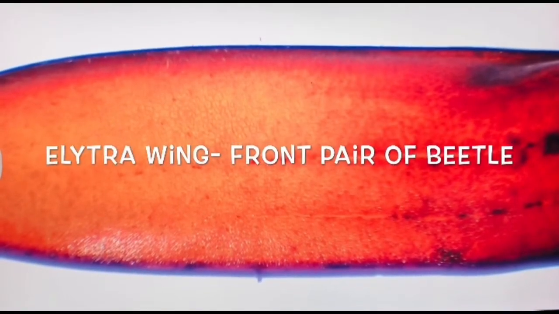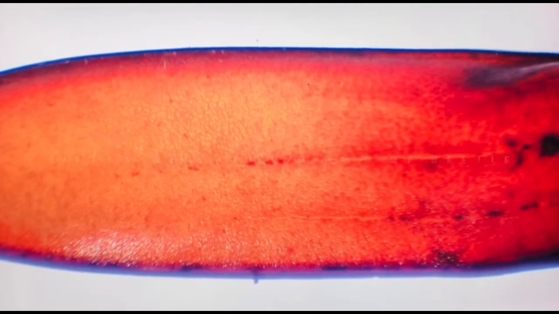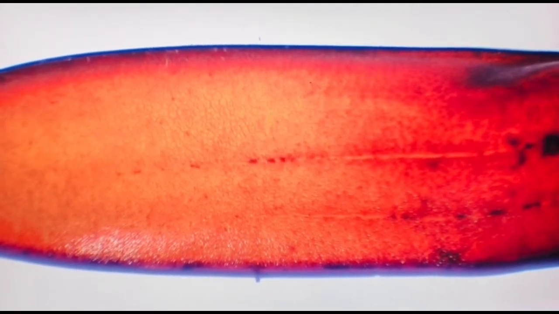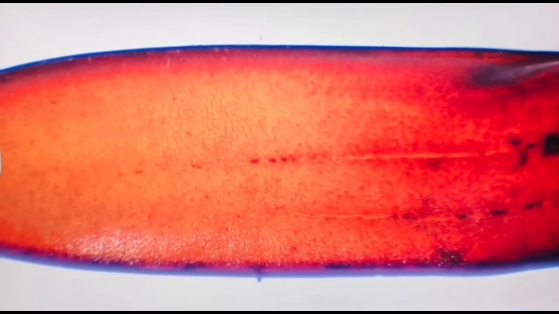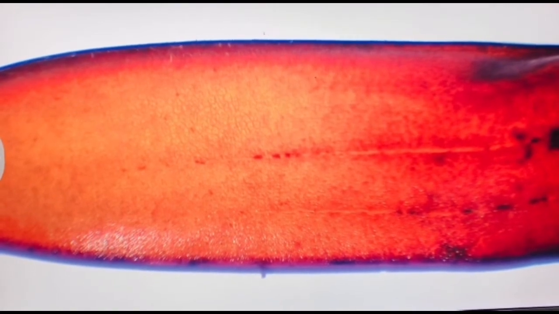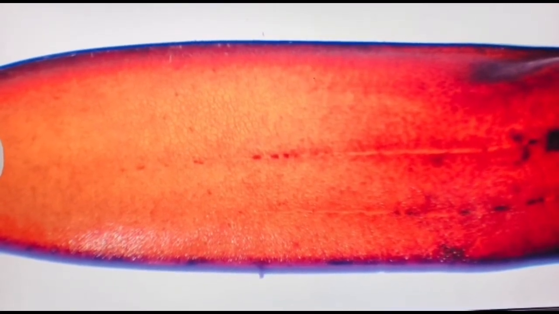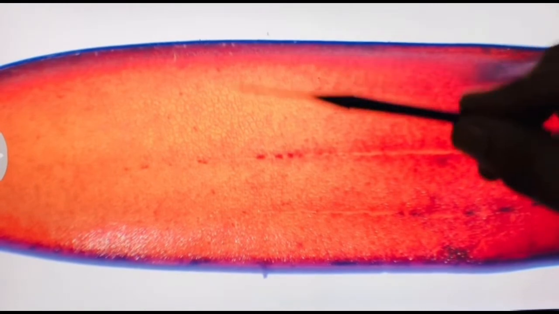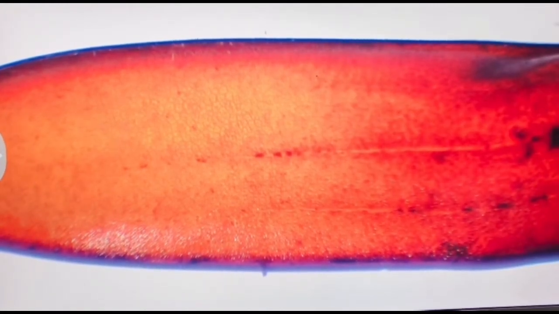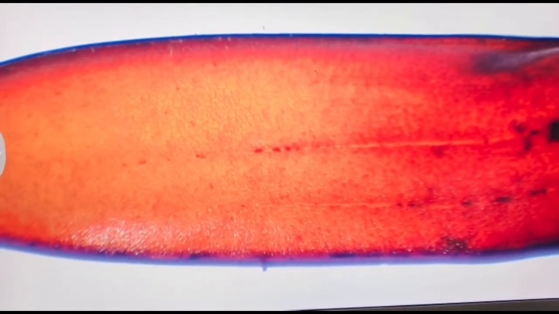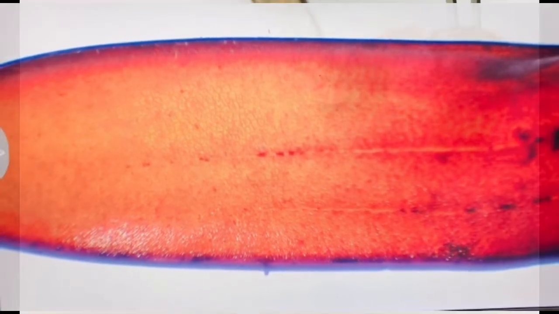The next type of wing is elytra type. You can see it in the forewings of beetles and weevils. They protect the hind wings and the body. They are very hard and shell-like, venation is not visible, and they are useful for protection. This is the front wing of a beetle.